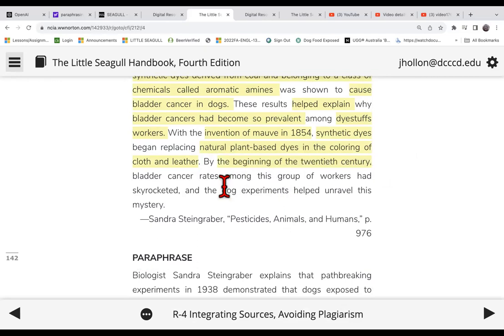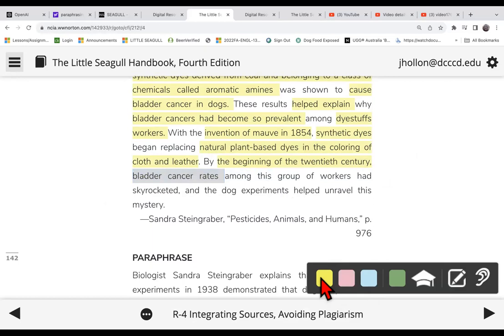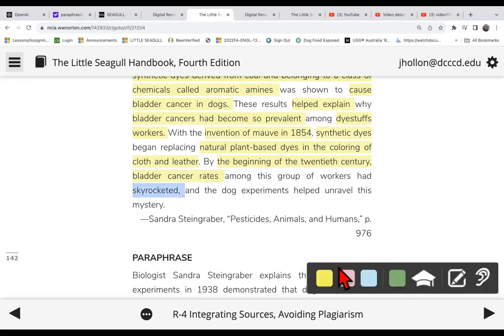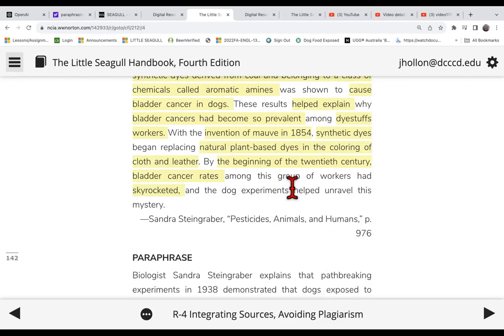Bladder cancers among this group has skyrocketed, and dog experiments helped unravel this mystery.